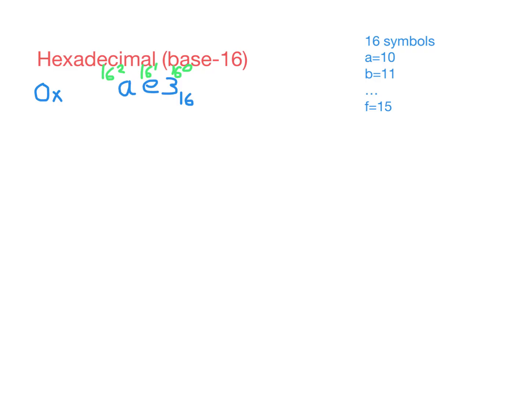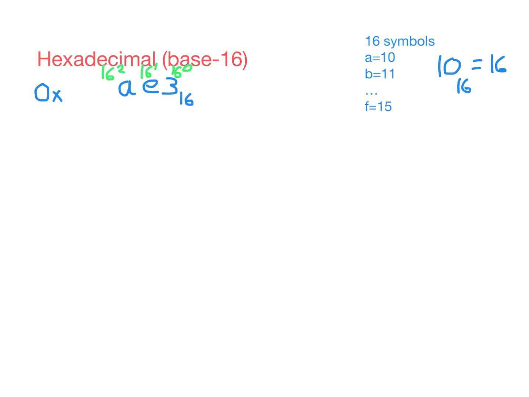So in binary, base 2, we had 2 symbols. In decimal, base 10, we needed 10 symbols. But in hexadecimal, we need 16 symbols. So how do we get around that problem? See, we can't write 10 as 10 in hexadecimal because that is the number 0 ones, 1 sixteen. 10 in base 16 is 16. 10 is how you represent 16 in hexadecimal.